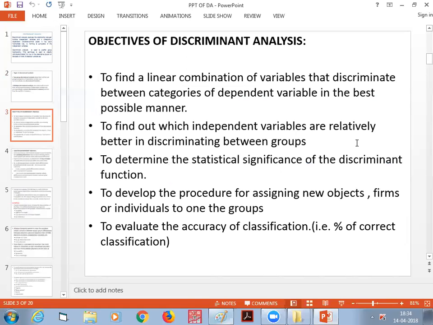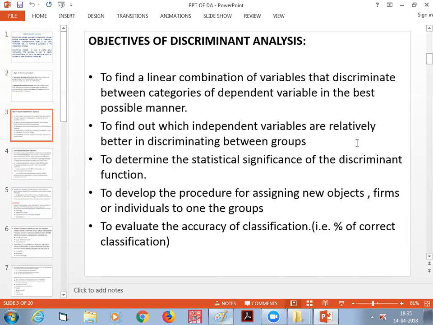I explained already. Objectives: what are the objectives? Why do we have to go for discriminant analysis? Okay, look at this one. To find a linear combination of variables that discriminate between categories of the dependent variable in the best possible manner. So I would like to know how the different linear combinations of the independent variables will classify the individual into one of the groups. In what best way, like when you want to classify a person into a high user of the internet or a low user of the internet, what are the important variables? That is what you are going to learn in the first objective.